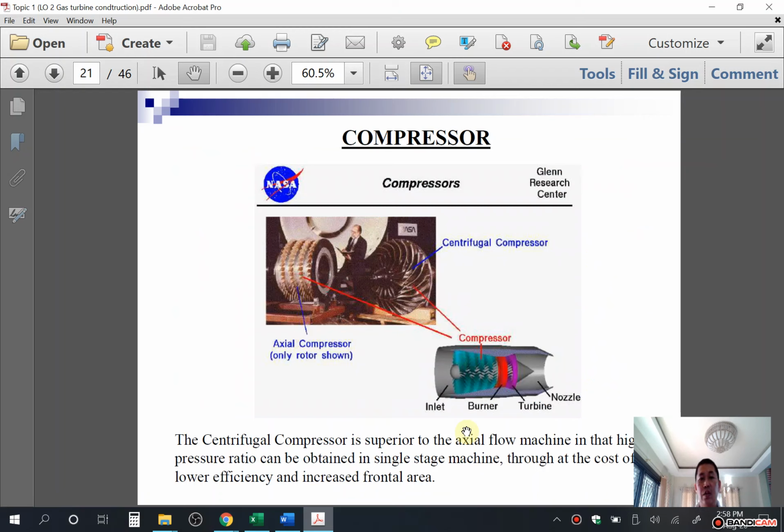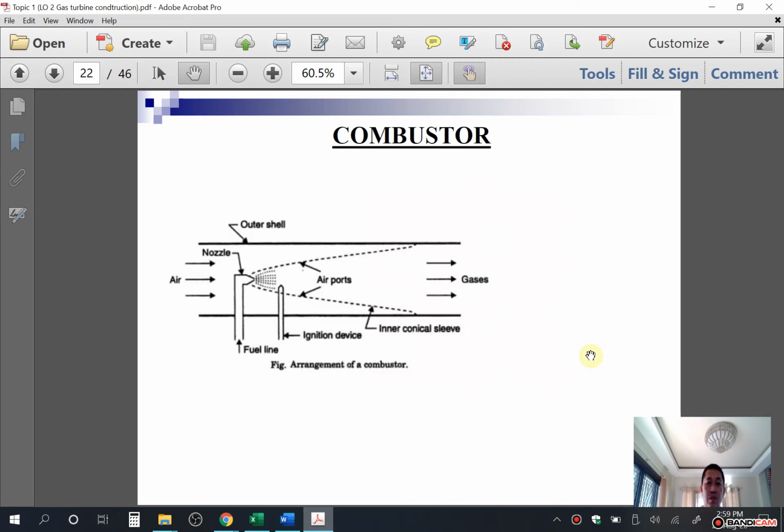So, this is the picture. Axial compressor, centrifugal compressor. So here, the compressor, here is the inlet of the air. And this portion is the burner, this portion is the turbine, and this portion is the nozzle. So this is the combustor, delivering fuel to the gas turbine.